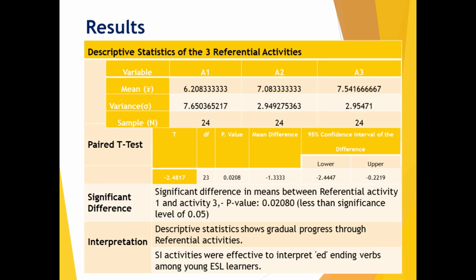Here are the descriptive statistics of the 3 referential activities. A1 refers to activity 1, and A2 and A3 refer to activity 2 and 3 respectively. And here is the result of the t-test administered. Now we identify a significant difference in means between referential activity 1 and 3 because we have a p-value below 0.05. Therefore we can say that there is improvement from activity 1 to activity 3, and the descriptive statistics also show a gradual progress through the referential activities.